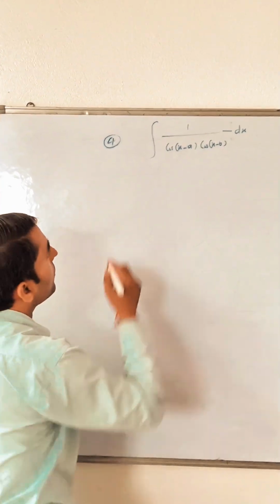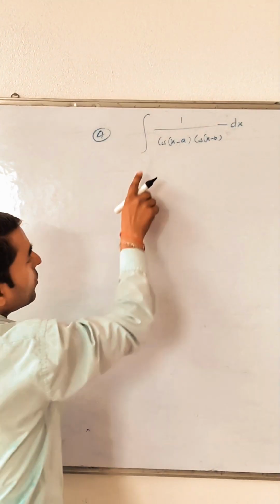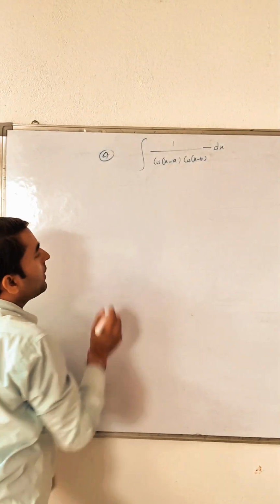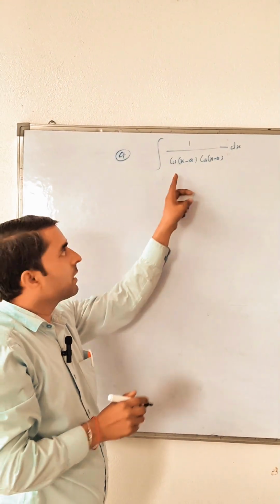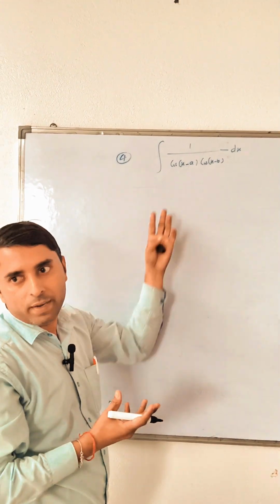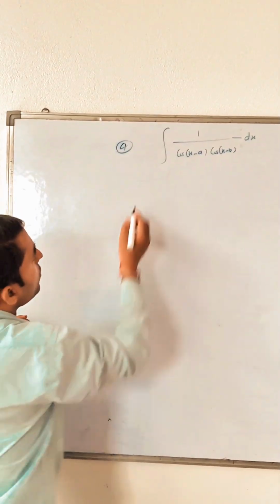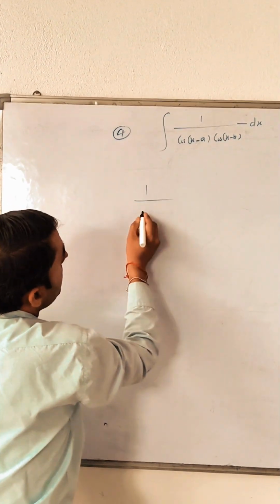See all students, this is a very important question. Integration of 1 by (x minus a)(x minus b) dx. How can we do this question? All students, see on the board in the proper way.